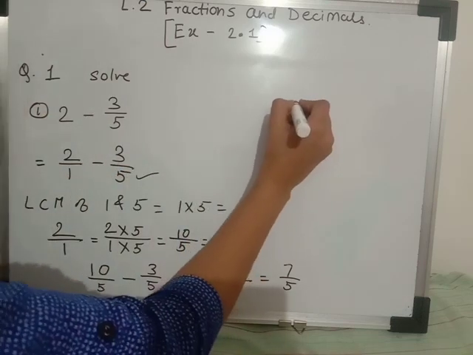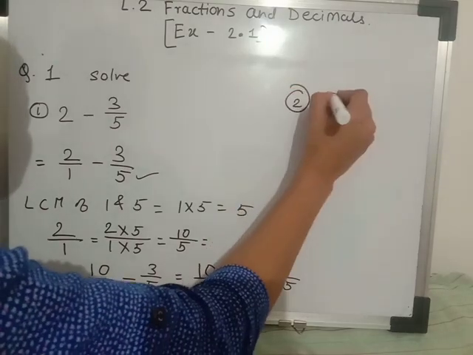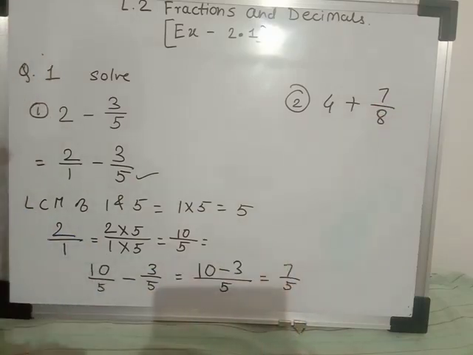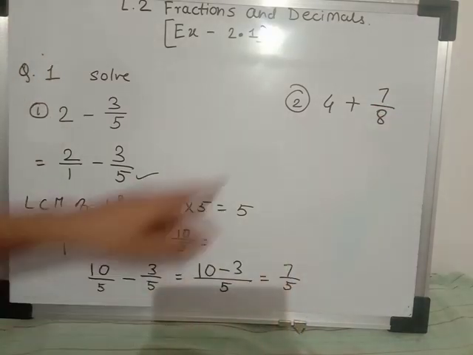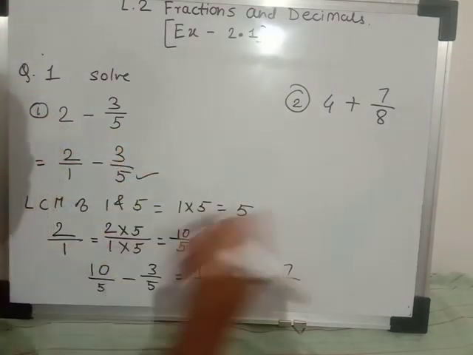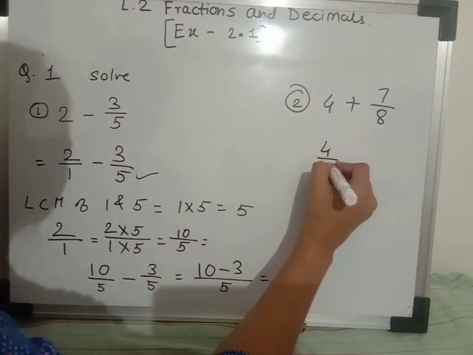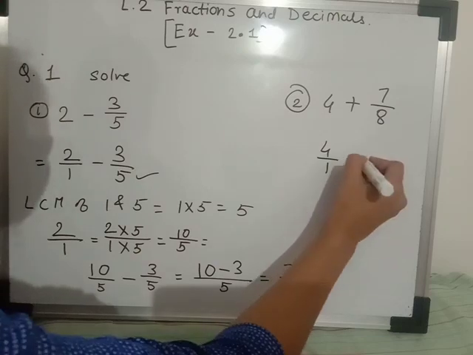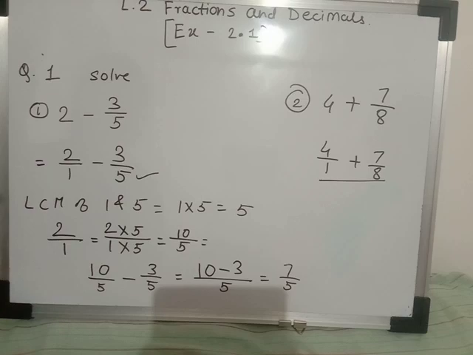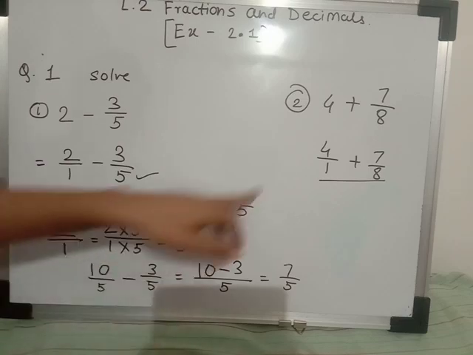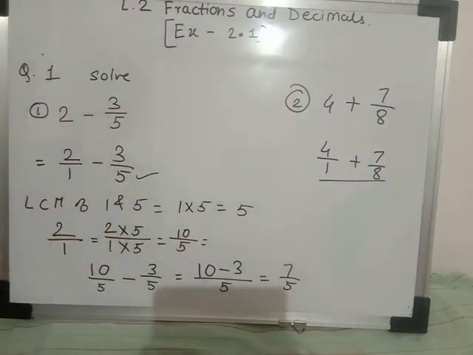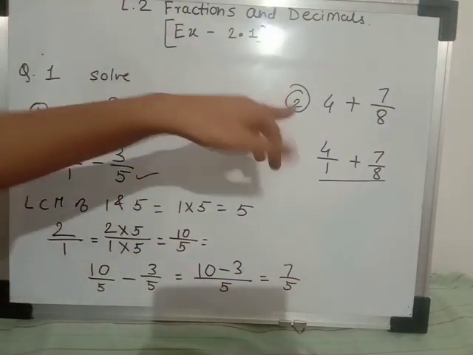Okay, so second example is here, that is 4 plus 7 by 8. Same method you have to follow. Okay, so here 4 is a whole number, so you have to write it in the form of fraction. So here will come 4 by 1, and plus 7 by 8. Now both denominators are different, so make their denominators same. So here will come also 8, and then add the fractions. Okay, so you have to solve the second example.